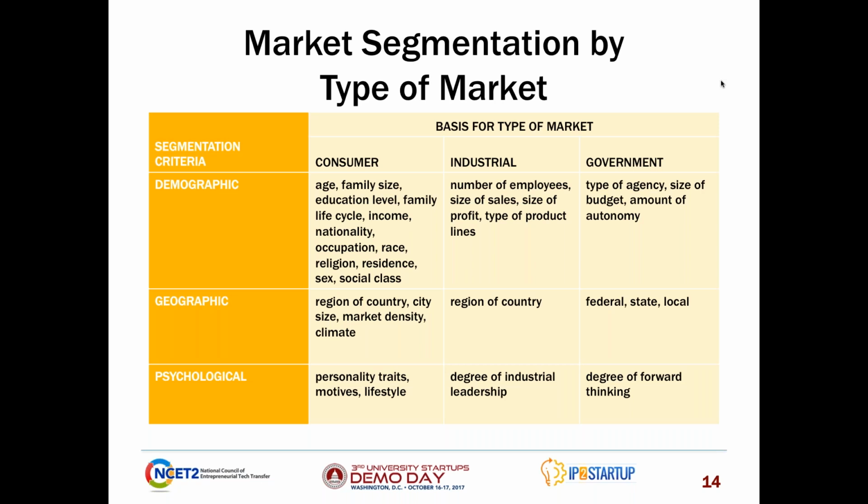So market segmentation, as you see, depends on, and this is out of one of my books, as almost all this stuff is, you can see that we're talking about 3 different markets. We've got a B2C market, which is a consumer market. We've got a B2B market, which is the industrial market. And then we've got a B2G market, which is the government market. So we've got 3 different markets.